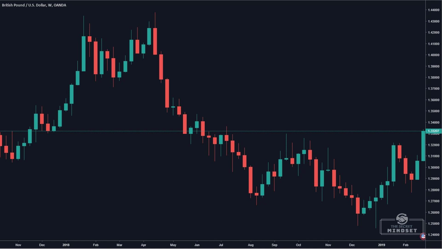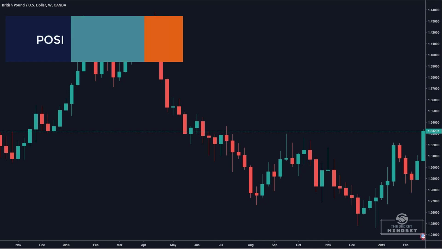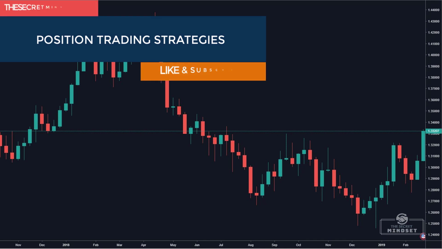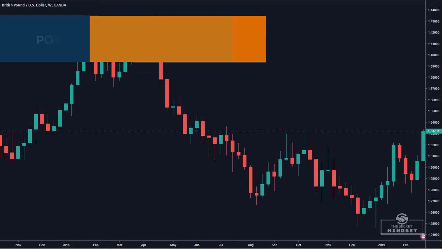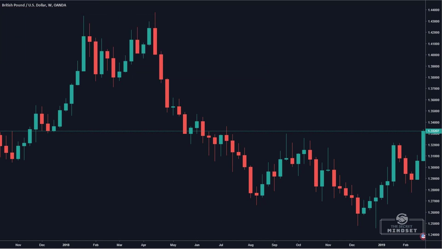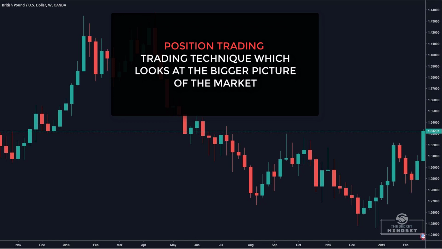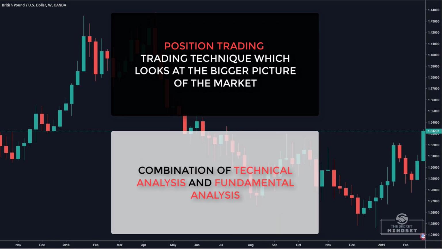Hello guys, in the following minutes I want to discuss the basics of position trading, the advantages of adopting this trading style, and we will also see 3 position trading strategies you could implement right away. Position trading is a trading technique which looks at the bigger picture of the market, usually involving a combination of technical analysis and fundamental analysis.